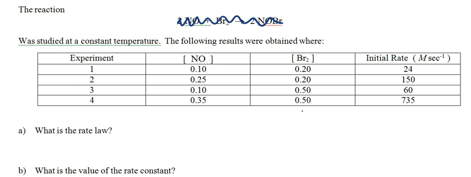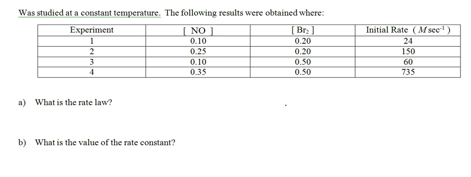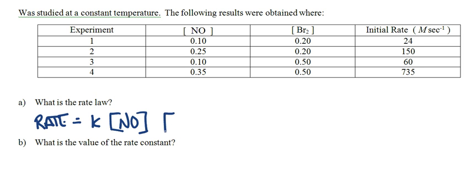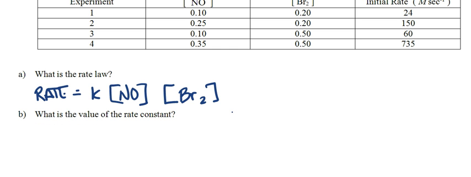So let's start off with the rate law. So we know that the word rate is equal to the constant K, and we have our NO, and we don't know what the order is yet, so I'm going to leave that blank. And then bromine, and I don't know what the order for that is yet. So when we finish, we'll put in the orders on the top here. Alright, just like in the first example, pick 2 experiments.